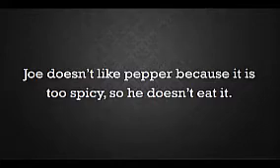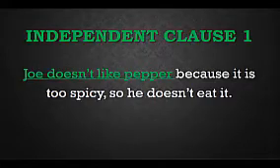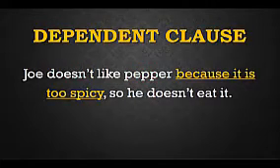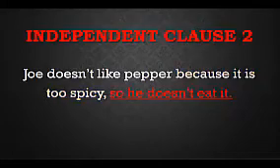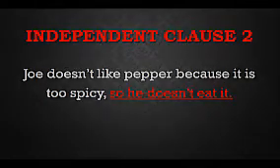As we can see here, Joe doesn't like pepper is the first independent clause. Then, because it is too spicy, is the clause depending on Joe doesn't like pepper. Then, as the second independent clause, we have so he doesn't eat it.